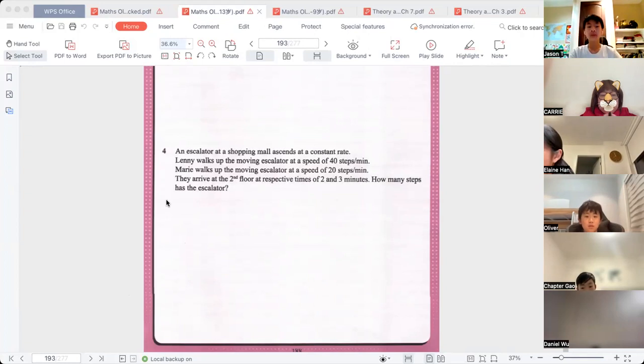OK, 最后一道题，Chapter, your turn to read the question for me. An escalator at a shopping mall ascends at a constant rate. Lenny walks up the moving escalator at a speed of 40 steps per minute. Marie walks up the moving escalator at a speed of 20 steps per minute. They arrive at the second floor at respective times of 2 and 3 minutes. How many steps has the escalator? Okay, so let's take a look at this one. Okay, everybody, 1 minute. And after that, I'm going to explain it.